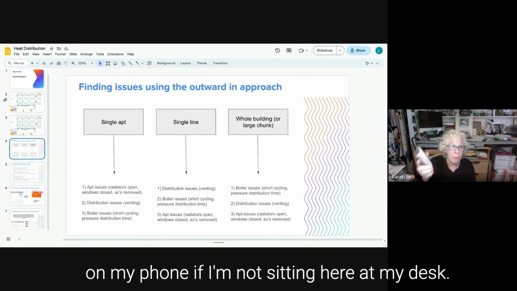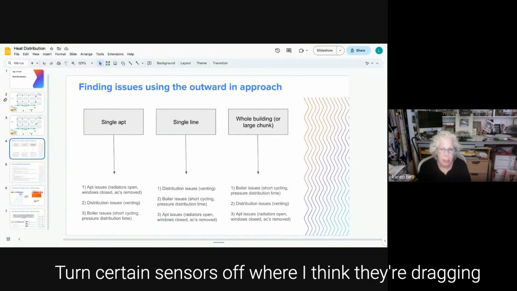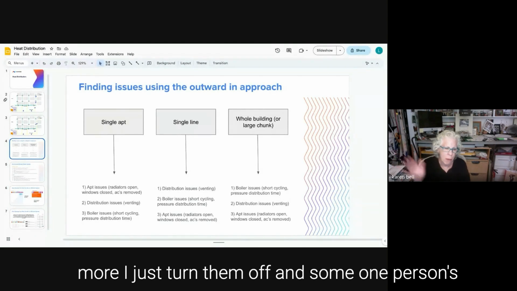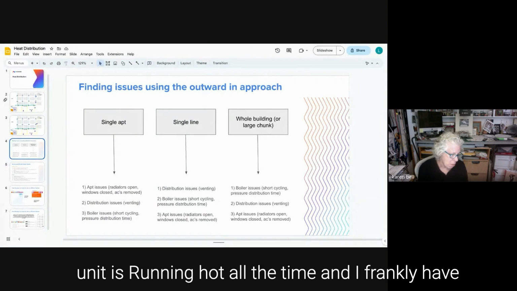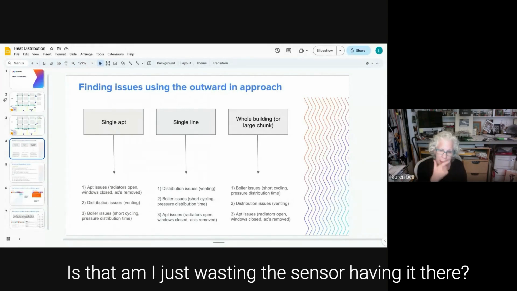Okay. I have a question about how I manage things because I'm generally just looking at my phone most of the time if I'm not sitting here at my desk. I periodically turn certain sensors off where I think they're dragging the system down or making the system run more. One person's unit is running hot all the time, and I frankly have just turned them off so they don't skew the system. Am I just wasting the sensor having it there?